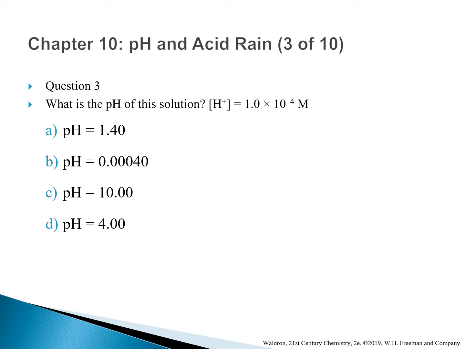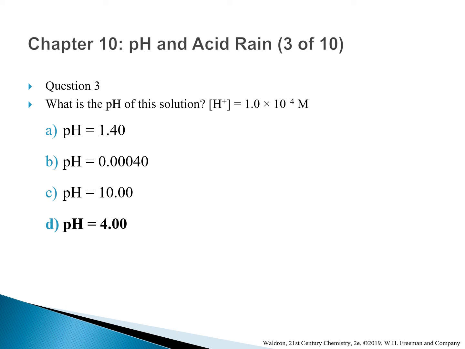Question 3. What is the pH of this solution? Hydronium concentration equal to 1.0 times 10 to the minus 4 molar. A. pH equal to 1.40. B. pH equal to 0.00040. C. pH equal to 10.00. D. pH equal to 4.00. Please pause your video here.